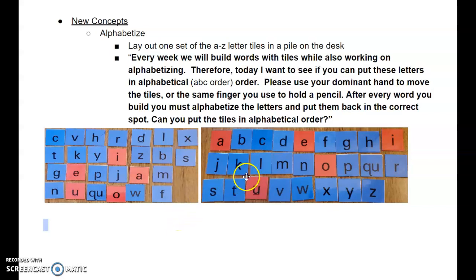So maybe once the student has alphabetized, it will look something like this. It could be one straight line if the student has enough room on their desk, or the alphabet letters can wrap around and go underneath if they need the room. But this is what it should look like when they are done.